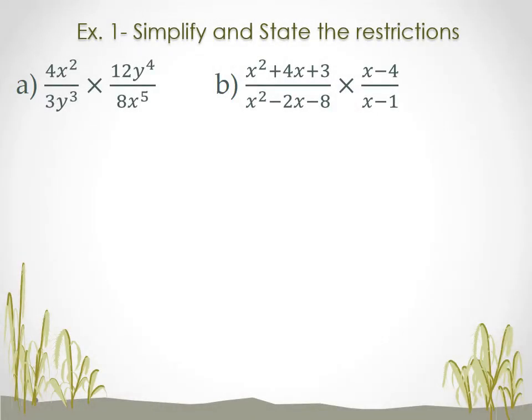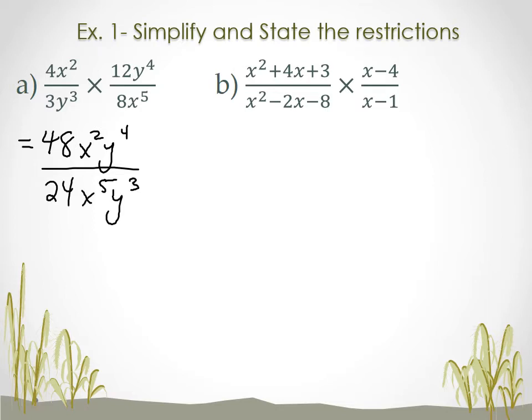Our first example: simplify, state the restrictions. Again, just like yesterday. There's no factoring that can be done with A. So just do top times top, bottom times bottom. 4 times 12, 48. X squared, y over 4. And then 3 times 8 on the bottom, 24. In the same order as the top, so x to the 5, y cubed.